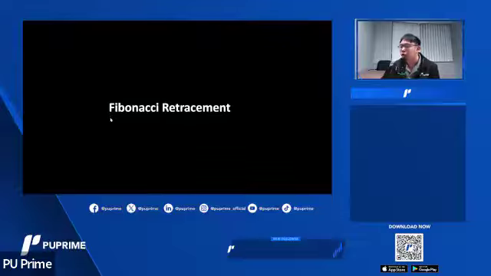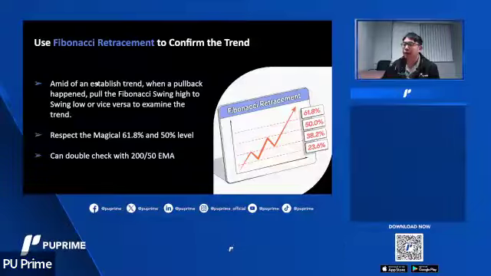Right, Fibonacci retracement. I'm not going to share the logic behind it, but I just want to share how to use it amid an established trend. When you're not certain whether this is a sell down or a reversal, you can sometimes pull the Fibonacci retracement and respect the 61.8 to 50 levels. Fibonacci, the Italian mathematician, found this very magical 61.8, a universal number. But in the modern era, people also respect the 50% level.